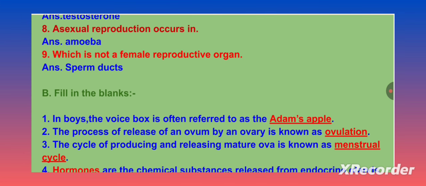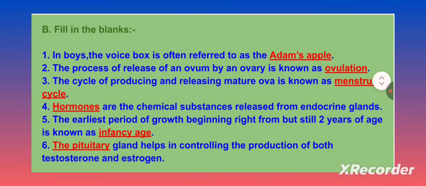In boys, the voice box is often referred to as the Adam's apple. The process of release of an ovum by an ovary is known as ovulation. The cycle of producing and releasing mature ova is known as menstrual cycle. Hormones are the chemical substances released from endocrine glands.